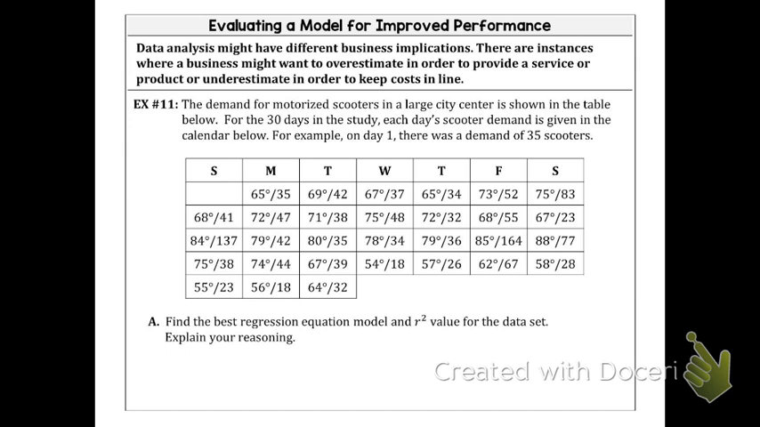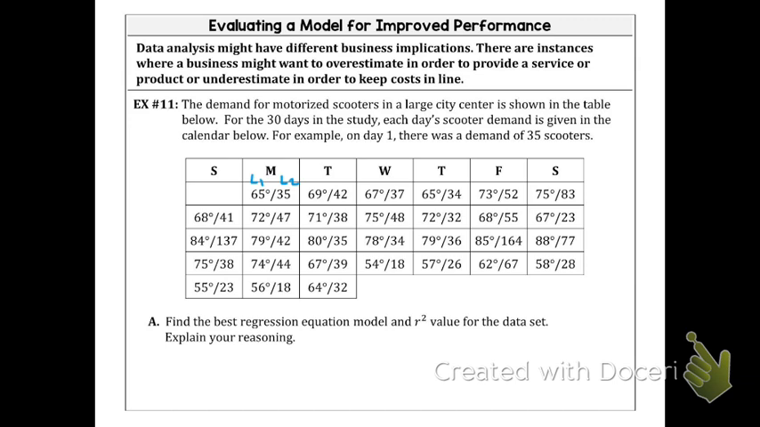So you're going to put your temperatures in your L1, those are your X's, and the Y's are going to be the demand for scooters. So L1 for temperature and L2 for the number of scooters. These are almost like ordered pairs, but instead of being written as an ordered pair, it's got a slash in between. So go create your table, and then we're going to run some regression and see which one seems to fit the best. It doesn't tell us which one. It just says find the best regression equation model and the R squared value for the data set and explain your reasoning, okay?